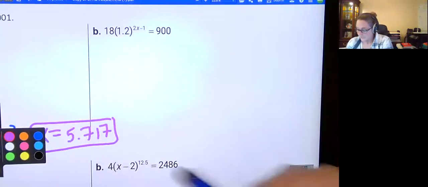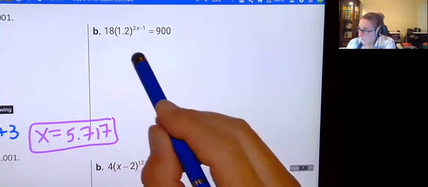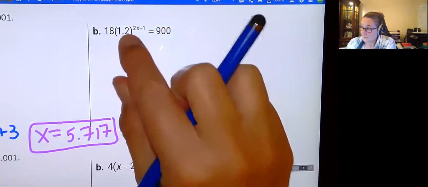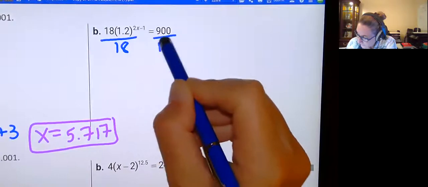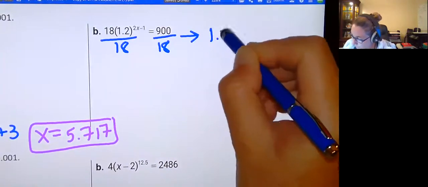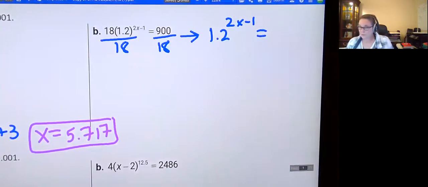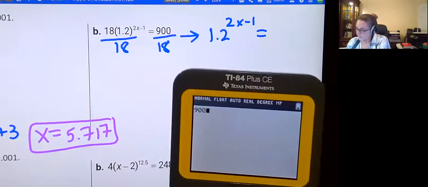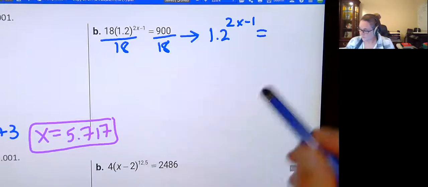Next one. It's like the one I just did. The thing that's different is I have a number in front. So I need to get my base to the power by itself. So I'm going to divide by 18, divide by 18. And when I divide by 18, I'm going to get 1.2 raised to the 2x minus 1 is equal to, and I'm going to go 900 divided by 18, and I end up getting 50.